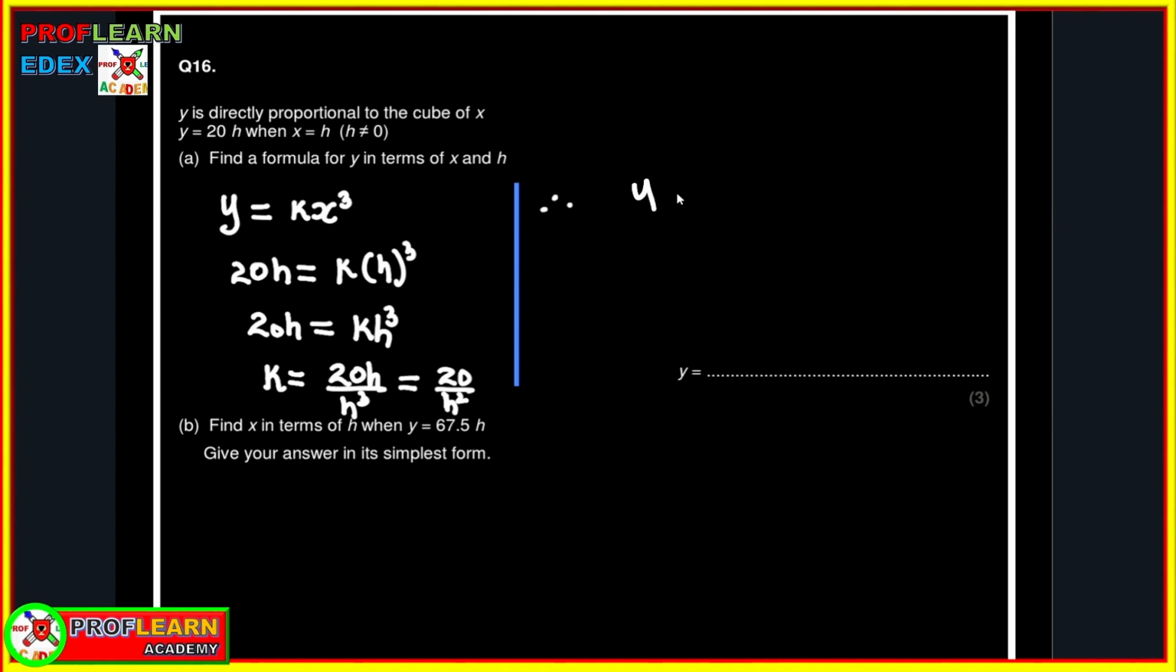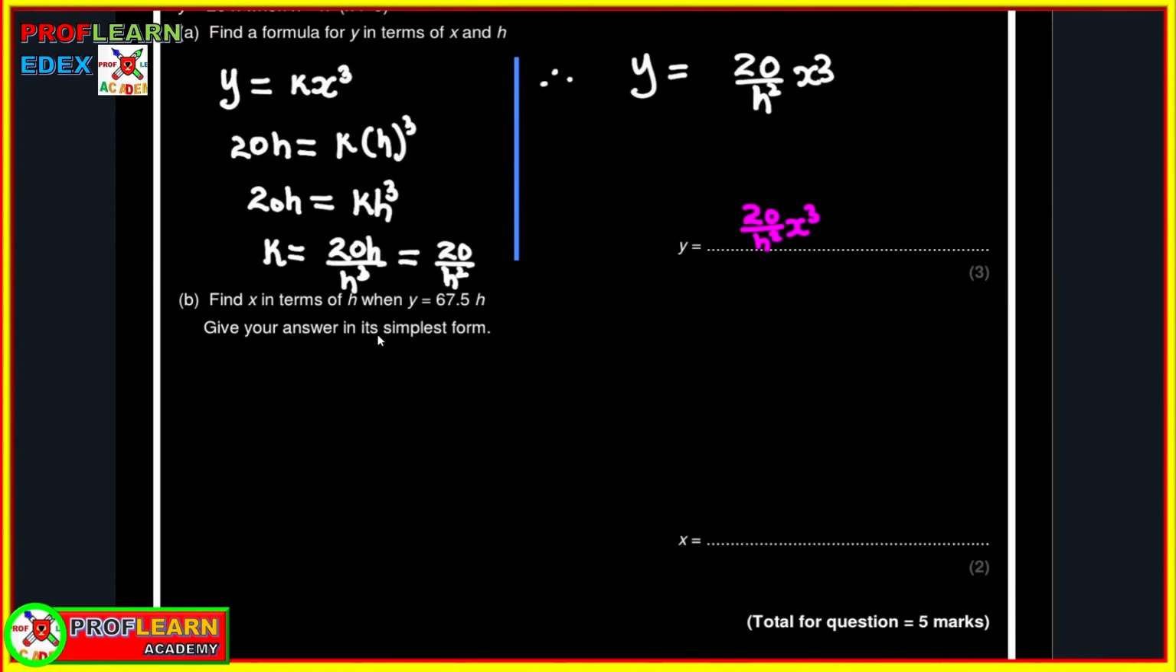Now we can write the equation with the value of k that we have obtained, which is 20 over h squared. So y equals 20 over h squared times x cubed. That is exactly what you are supposed to write at this point. Then we move to the second part: find x in terms of h when y equals 67.5h.